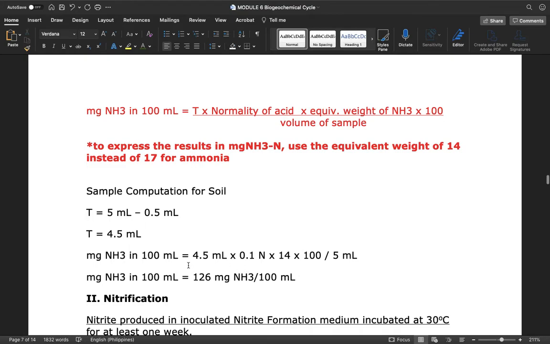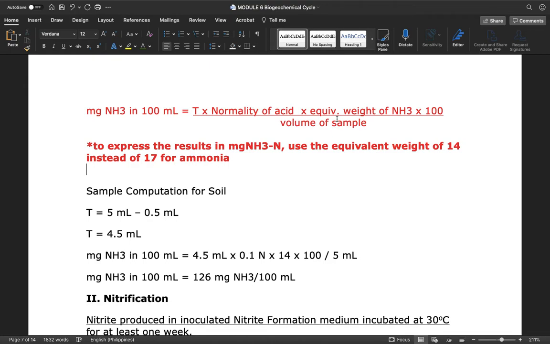Okay? So you just multiply all those values in the numerator, and then you divide by the volume of the sample that was tested. So for our case, it's 5 ml. The computation will yield as follows: 4.5 times 0.1 times 14 times 100 divided by 5, that's going to be 126 milligrams of ammonia per 100 ml. Okay?